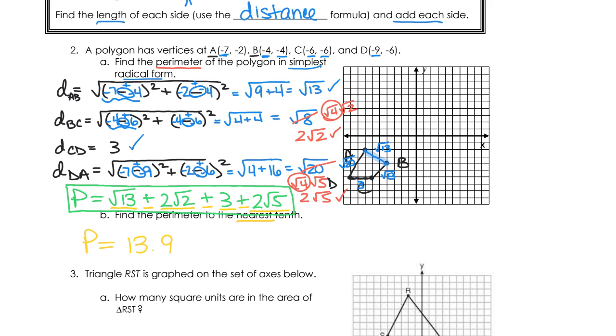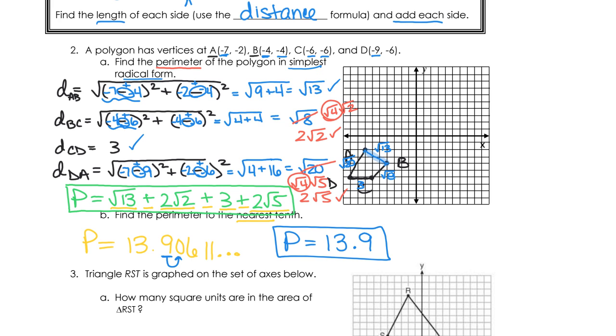13.90611, dot, dot, dot. And because they said to the nearest tenth, that's the 9. Look next door. Not going to round it up. And so we'll say 13.9 is the perimeter in nearest tenth form. Okay. And there we go.